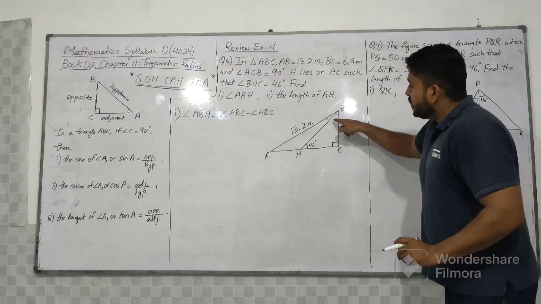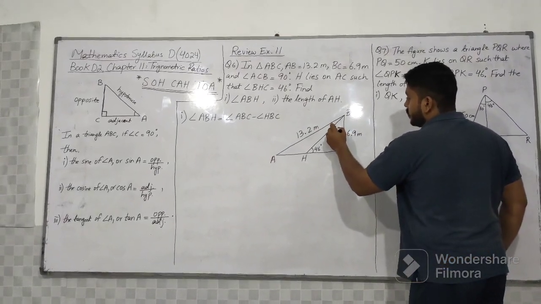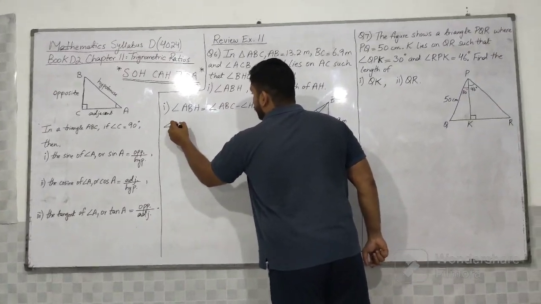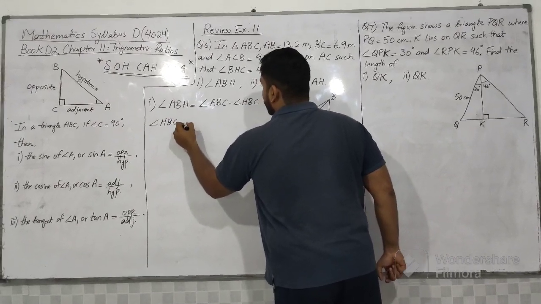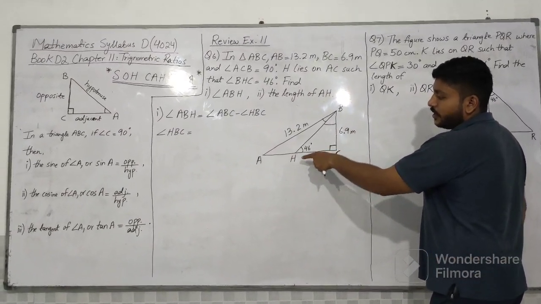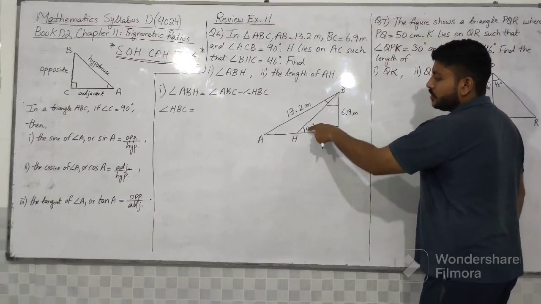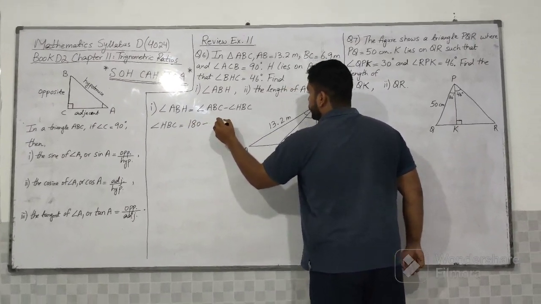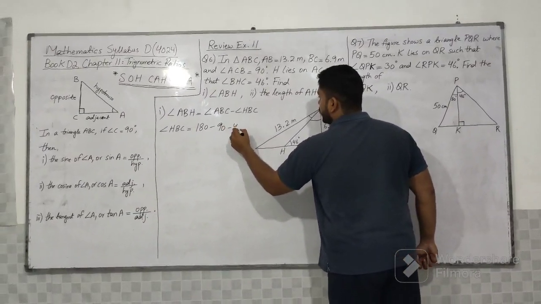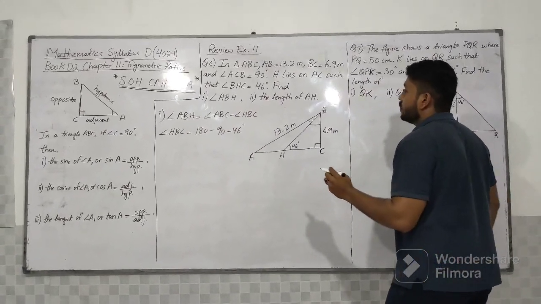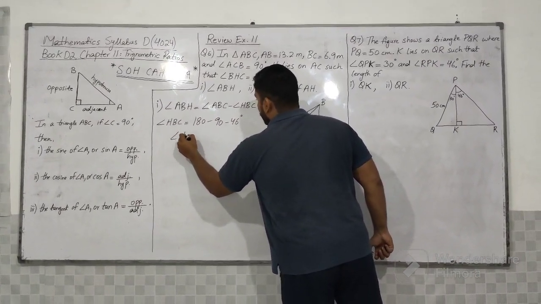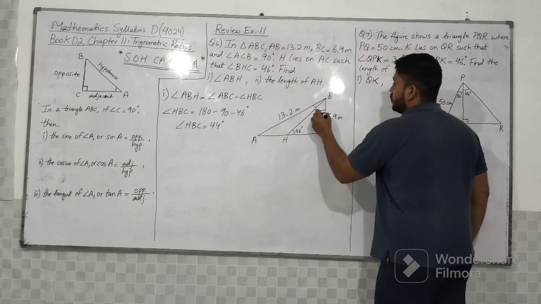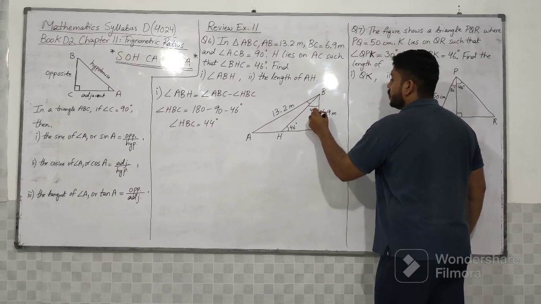So angle HBC is easy to find. Because the sum of angles in a triangle is 180 degrees, we can subtract the other two angles from 180 degrees. So 180 minus 90 minus 46 will be equal to 44 degrees. So angle HBC was 44.